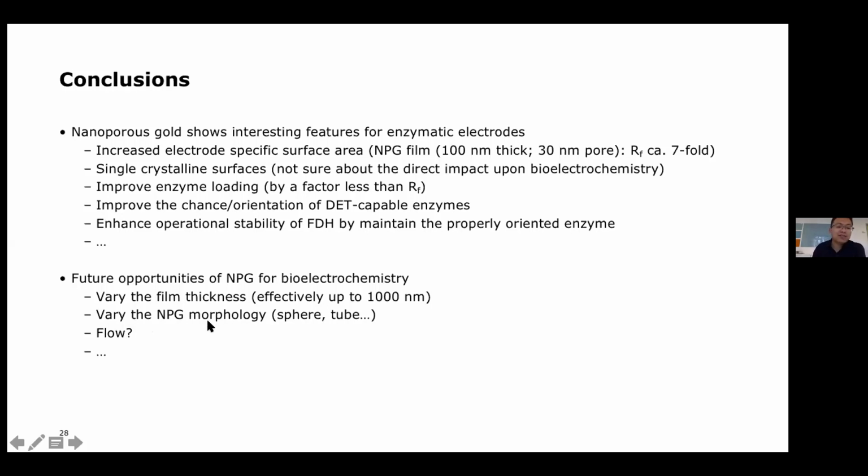Another chance is that we could vary the morphology of the nanoporous gold. If we could fabricate some gold-silver alloy microspheres or tubes, then do some dealloying, we could get different morphologies of nanoporous gold, and for sure it could be an interesting substrate for enzyme loading. And then there is the flow condition. In flow reactors, this could somehow increase the diffusion properties of nanoporous gold.